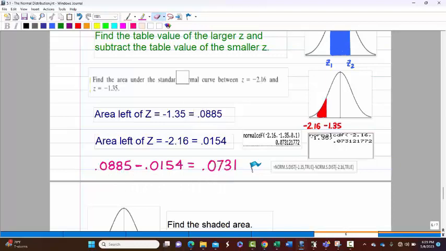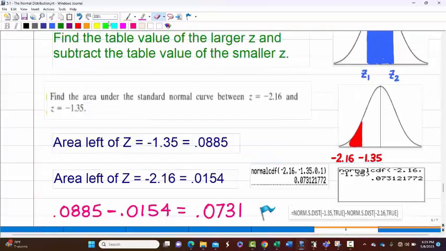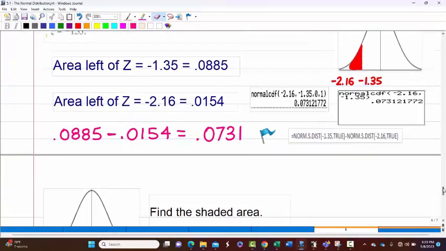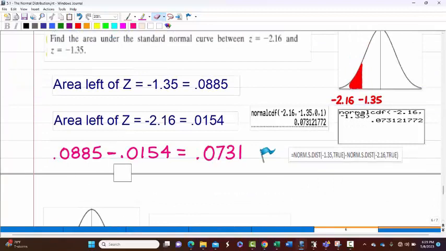Now, norm S dist, you don't have the convenience of the calculator. The way they do it, norm S dist only understands less than. So you have to do it sort of like the chart way without using the chart. You have to put norm S dist of the upper value, the negative 1.35, which is larger than negative 2.16, minus norm S dist of the lower. It has to be done that way in Excel.